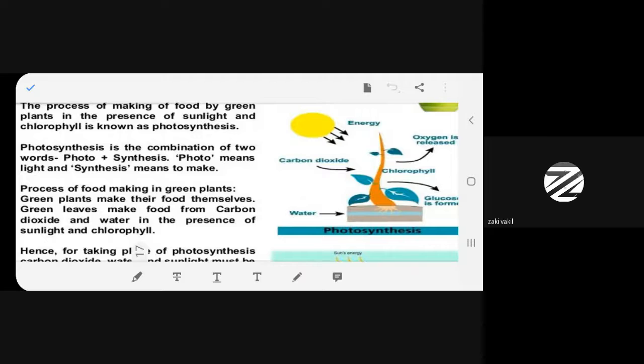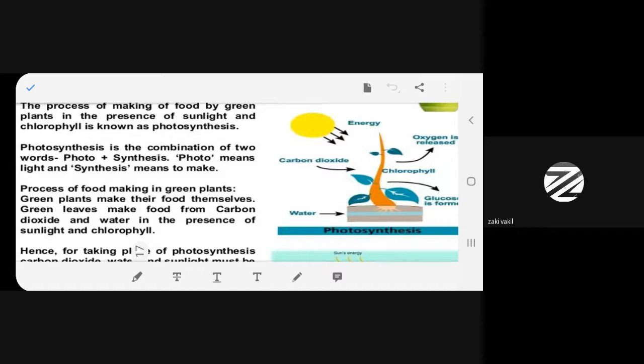Photosynthesis is the combination of two words, photo and synthesis. Photo means light and synthesis means to make. Process of food making in green plants. Green plants make their food themselves.